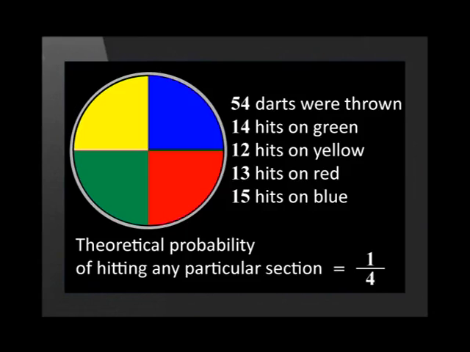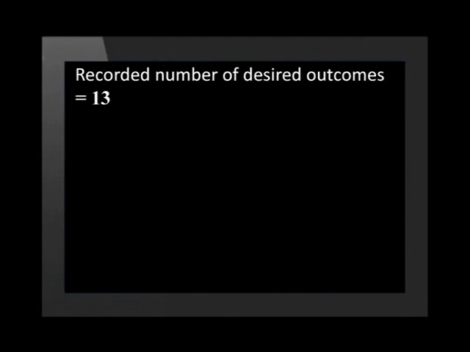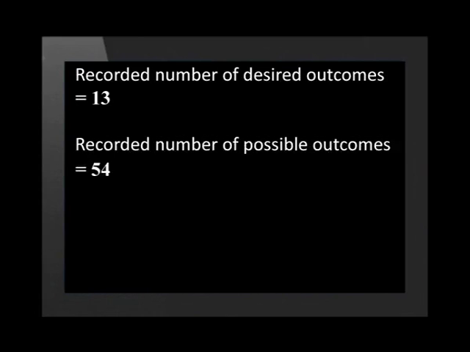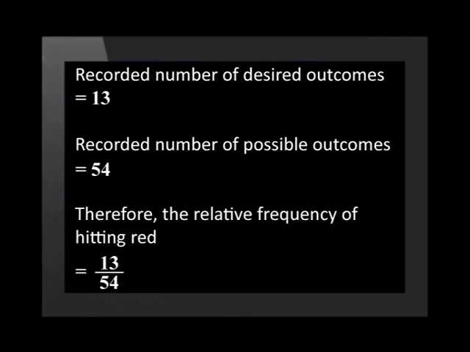Let's calculate the relative frequency of hitting red. Red was hit 13 times, so the number of desired outcomes is 13. The number of possible outcomes is 54. Therefore, the relative frequency of hitting red is 13 out of 54. Once again, we can see that the relative frequency and the theoretical probability give us different values.